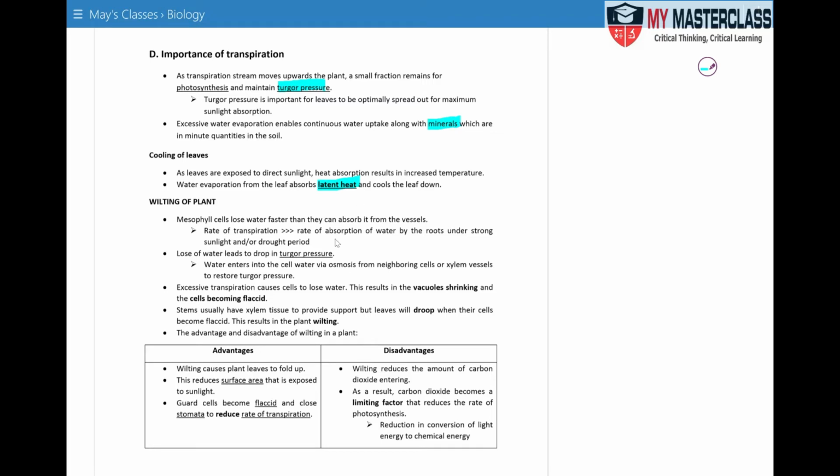Now wilting is when there is insufficient water. When I have an excessive rate of transpiration, much more than the rate of absorption, or if there is insufficient water at the roots, wilting will take place. When the plant wilts, the stems start to droop. That is due to the drop in turgor pressure. When I have excessive amounts of transpiration, the vacuoles will start to shrink and the cells will start to become flaccid.